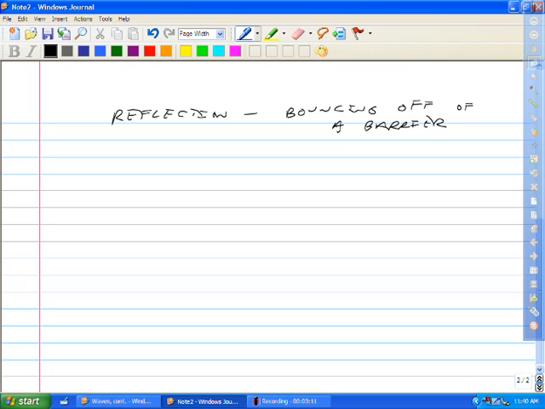Now, back to the question, by the way. When I see an object, I'm seeing the light reflected off the object, unless it's producing light itself. So most things I'm seeing, it's just light reflected off them.